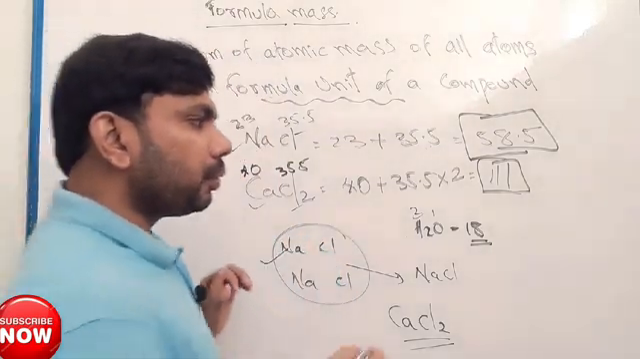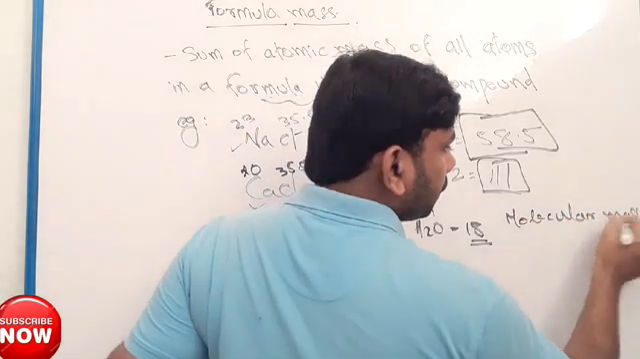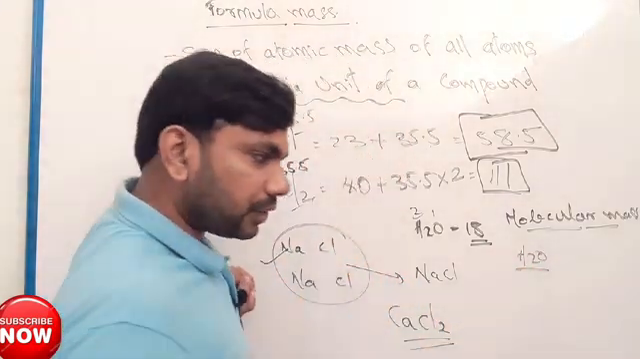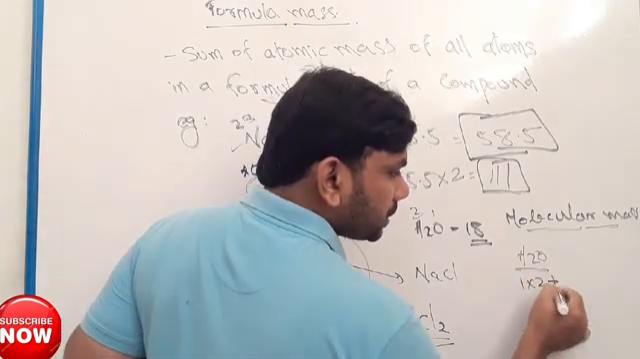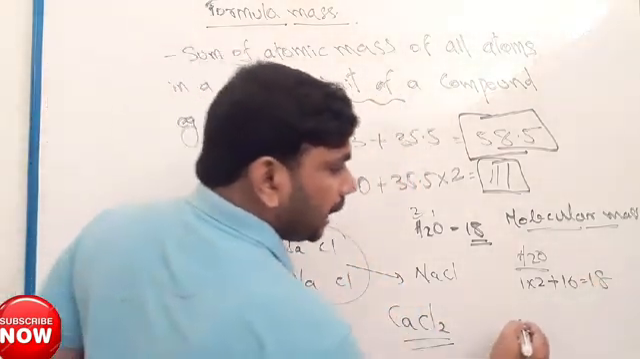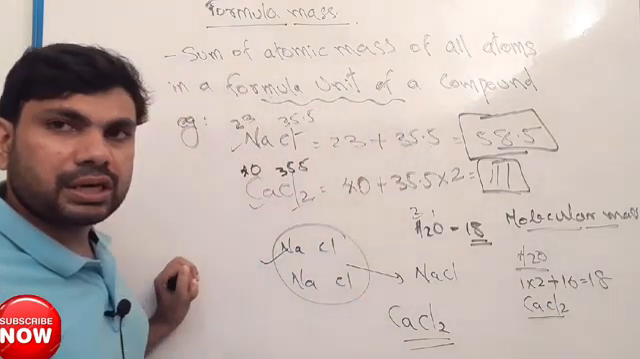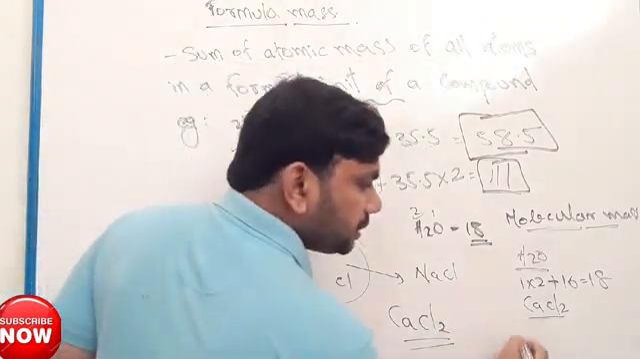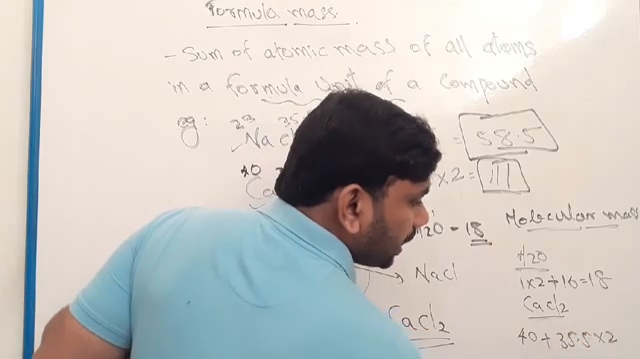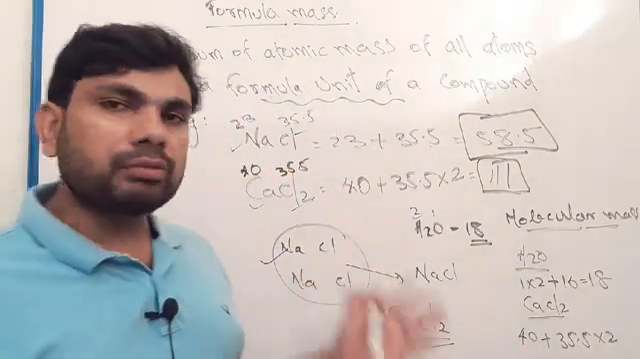You want to calculate molecular mass. We discussed the calculation of molecular mass before. For example, H2O is a molecule. To calculate molecular mass of H2O, 1 times 2 plus 16, so it will be 18. Here you want to calculate formula mass of calcium chloride, so the same method you have to use. Calcium is 40 plus chlorine 35.5 times 2. So the answer is 111.